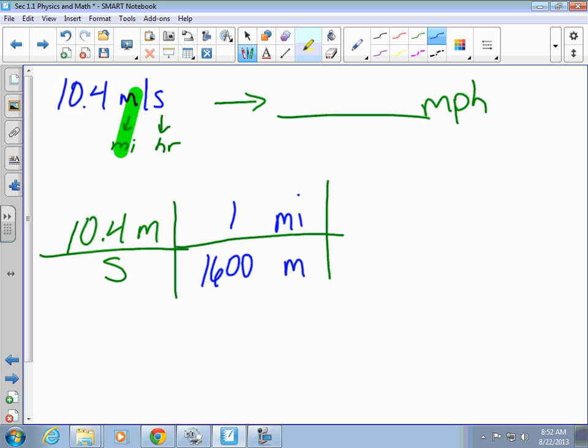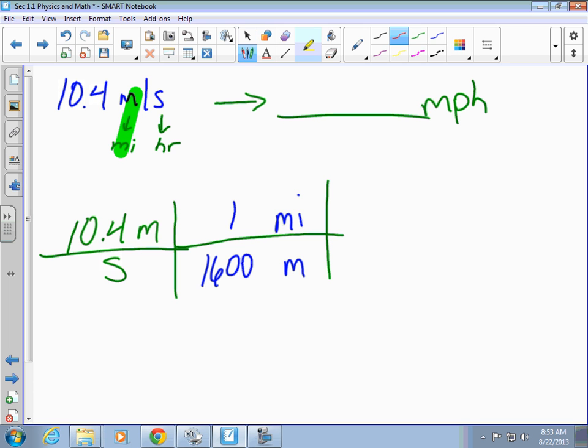And you're like, well, how do you know that? Well, think about it. If you're in track, or in PhysEd, how many times do you have to run around the track to run a mile? 4. And 1 time around the track is 400 meters. So 1 mile is 1,600 meters.